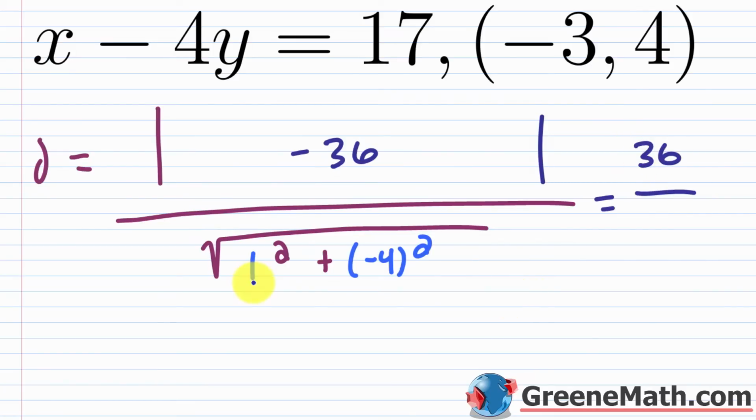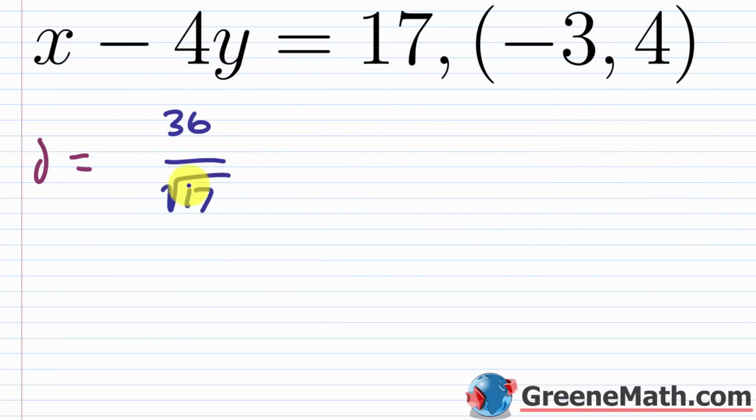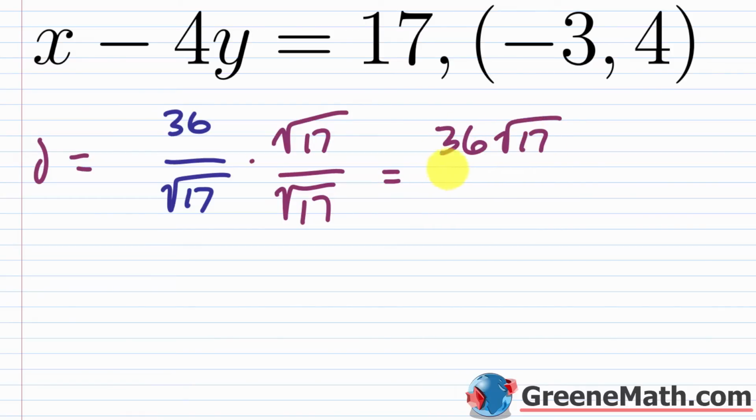This would be over. 1 squared is 1. Negative 4 squared, again, this is wrapped. That's going to be positive 16. So this right here, 1 plus 16 is 17. So this would give me the square root of 17. Now, let me get rid of this and slide this over here. We don't want to leave a radical in the denominator. So let's multiply this by the square root of 17 over the square root of 17. And so this gives us 36 times the square root of 17 over 17 as our answer.